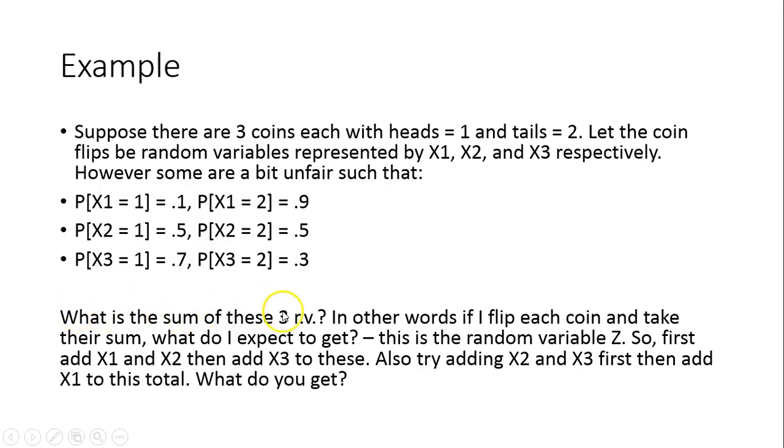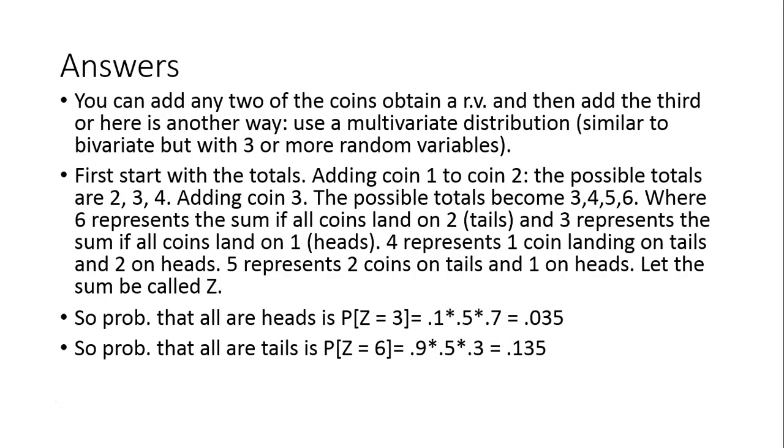What is the sum of these 3 random variables? In other words, if I flip each coin and take their sum, what do I expect to get? This is the random variable z. So first add x1 and x2, and then add x3 to these. Also try adding x2 and x3 first, and then add x1 to the total. What do you get? So think about what you are going to do really quickly.